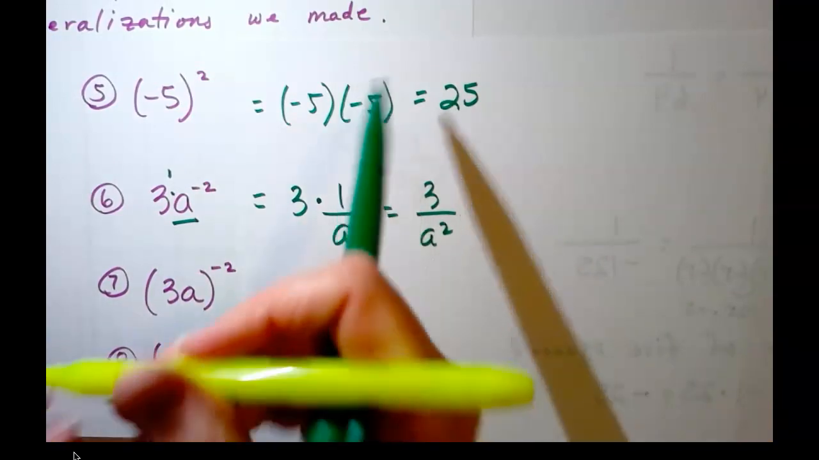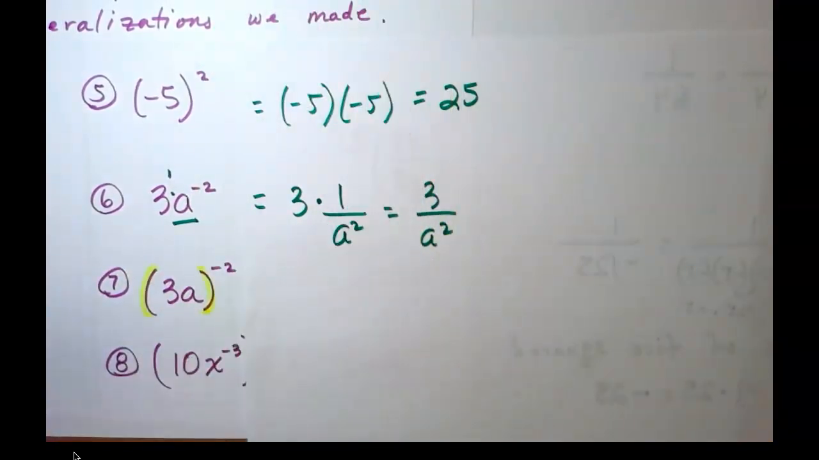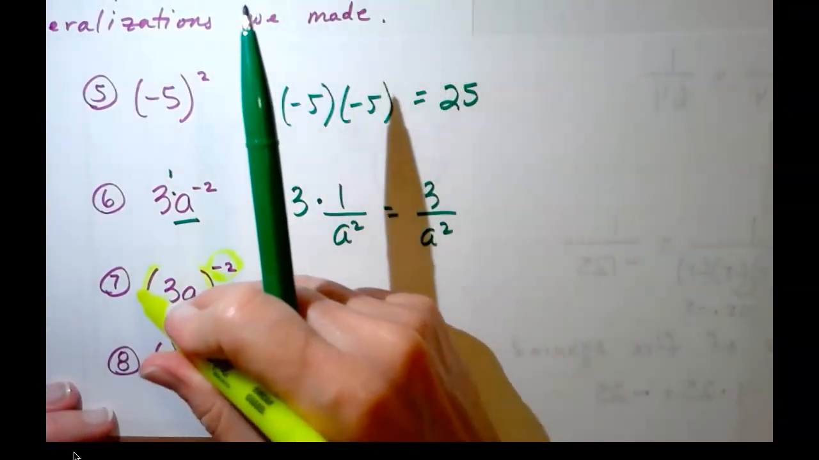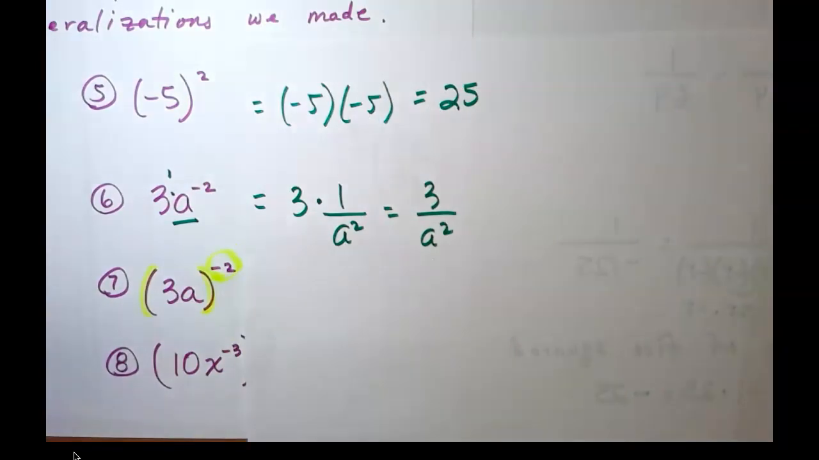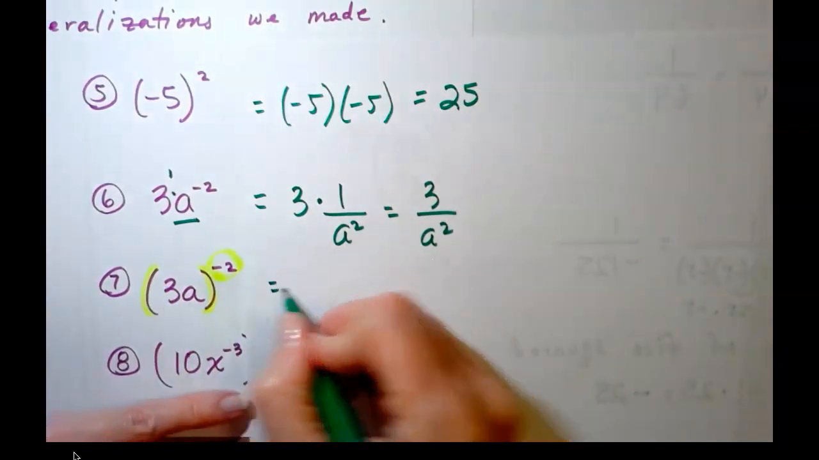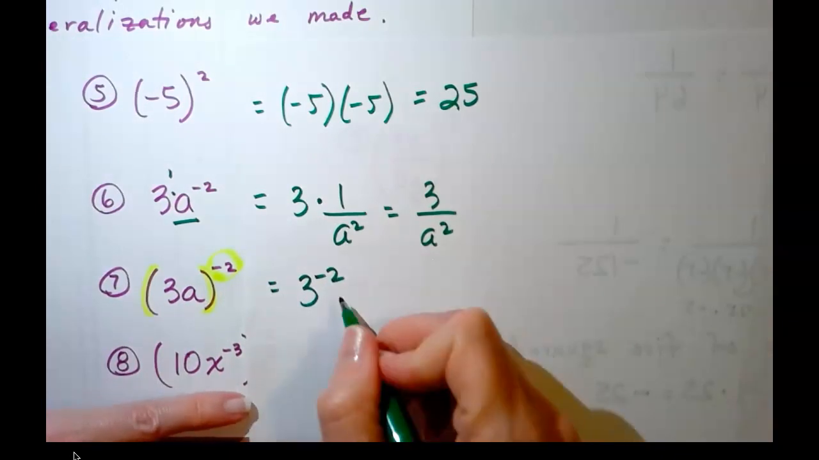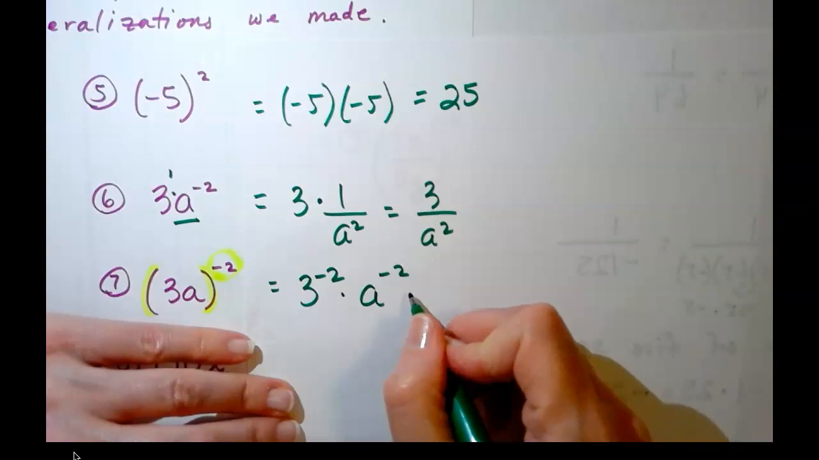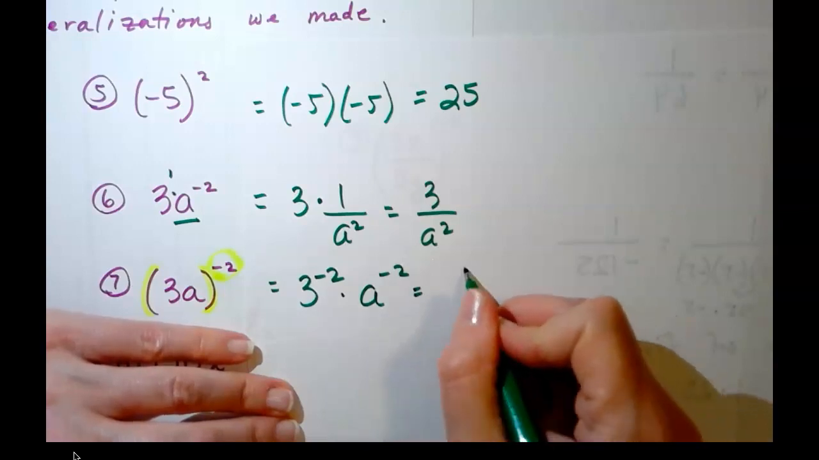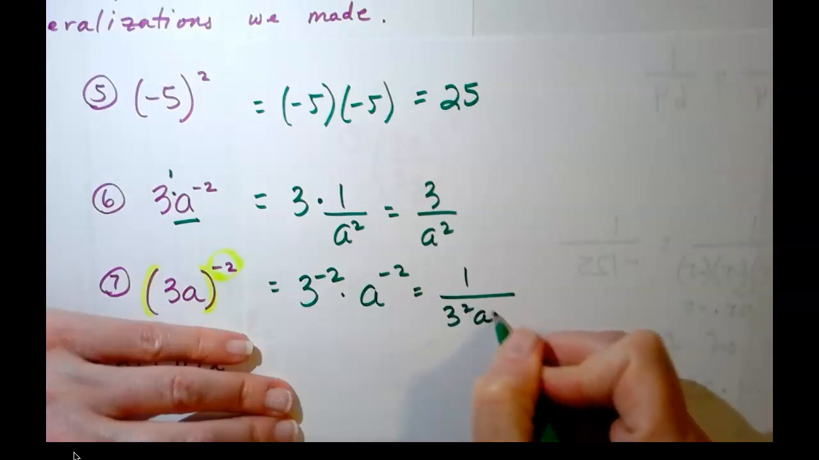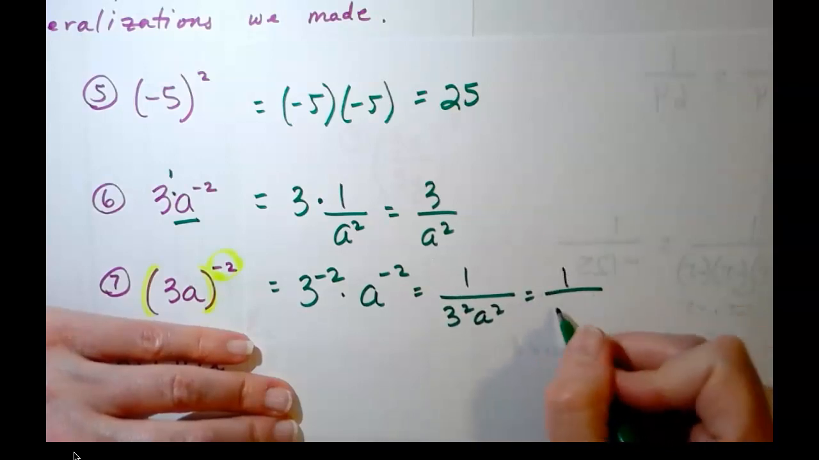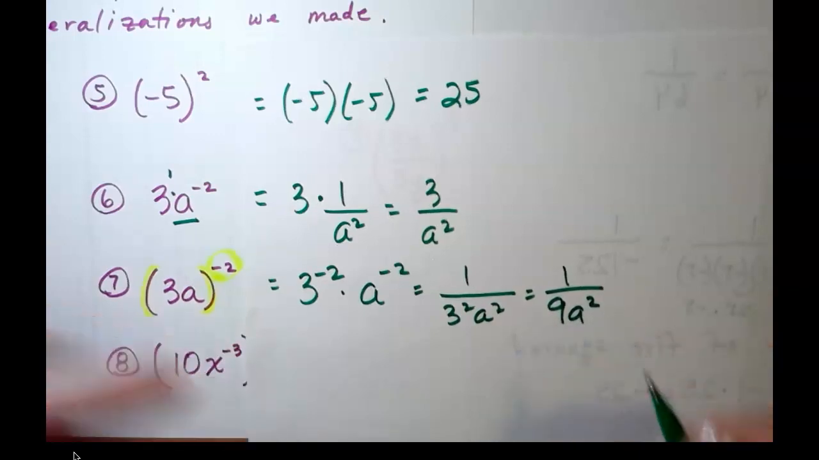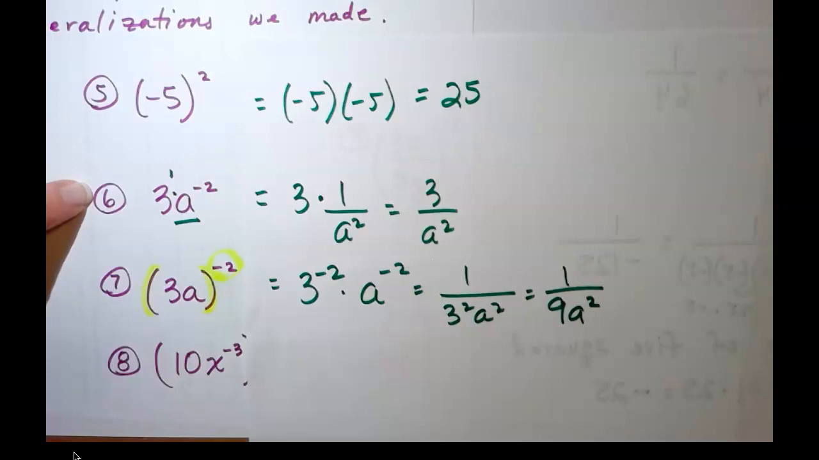And in number 7, the 3a is in the parentheses. And now the negative 2 has power over everything inside of the parentheses. So what this really means is 3 to the negative 2 as well as a to the negative 2. And if both of those bases are to the negative 2 power, then we will take the reciprocal of both of them. 1 over 3 squared, a squared, which will be 1 over 9a squared. The difference is 6 does not have parentheses, 7 does.